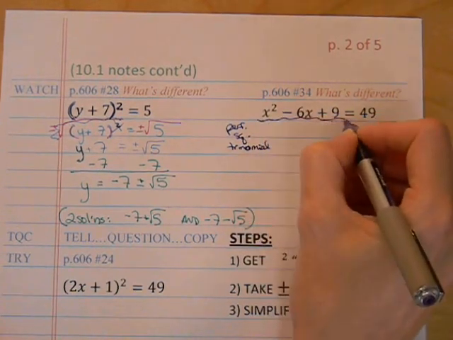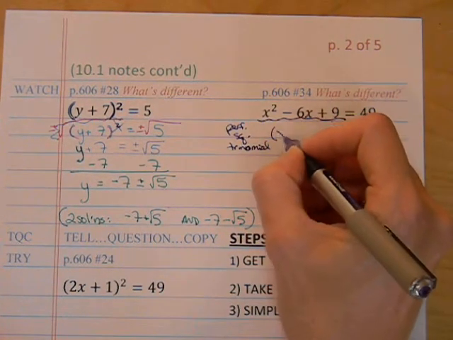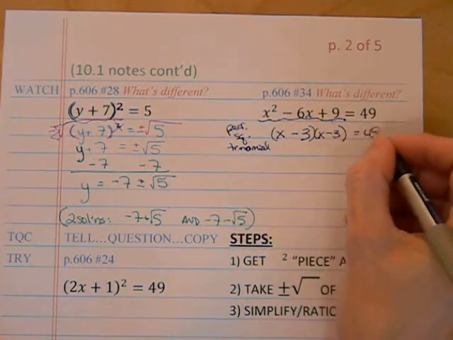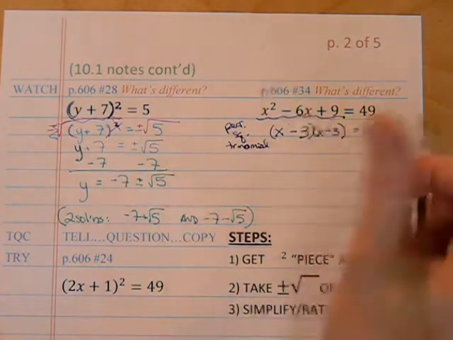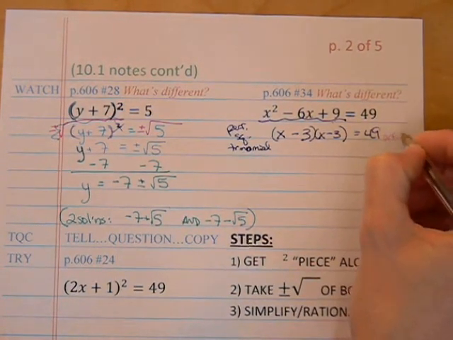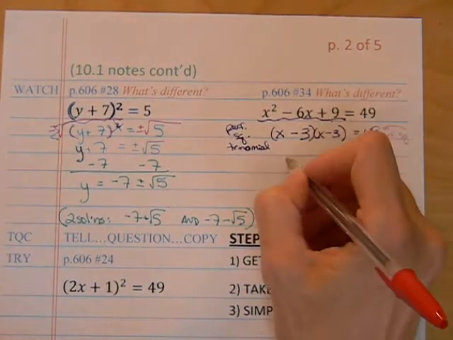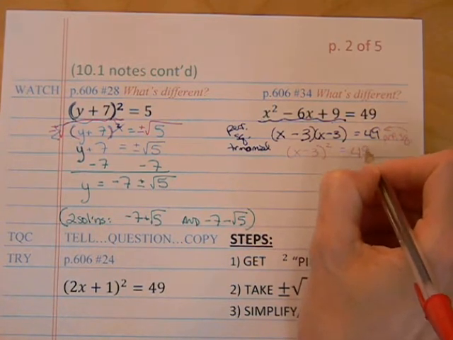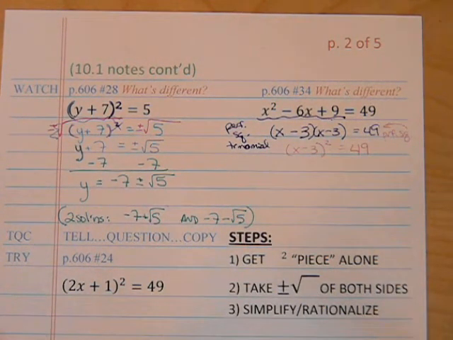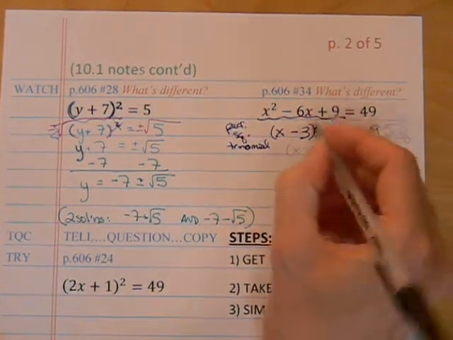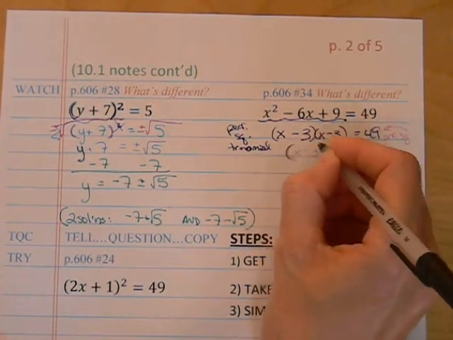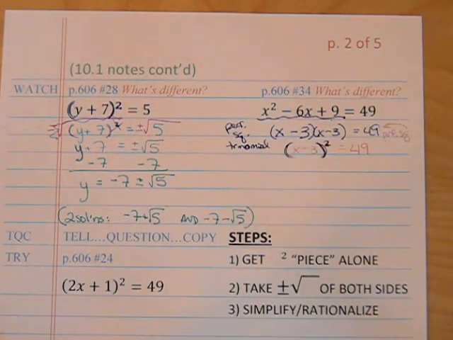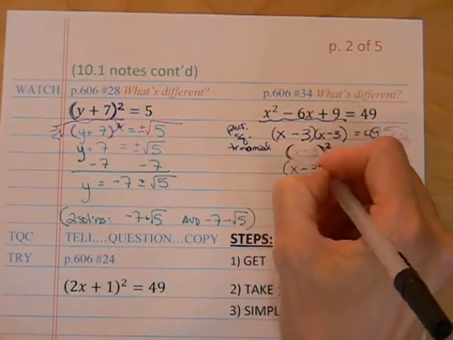So if you look at the x squared minus 6x plus 9, it can actually be factored into x minus 3 times x minus 3. And the reason why I'm interested in doing that is because the 49 is a perfect square as well. So this can be written as (x minus 3) quantity squared is equal to 49, or 7 squared. We'll just leave it as 49 for now, but then here I've got a squared piece all by itself, even though the piece has more going on inside of it. It is a squared piece, and we can take the plus or minus square root of both sides to solve.